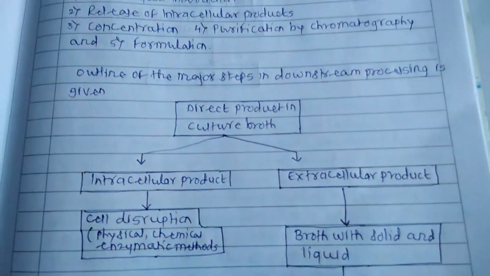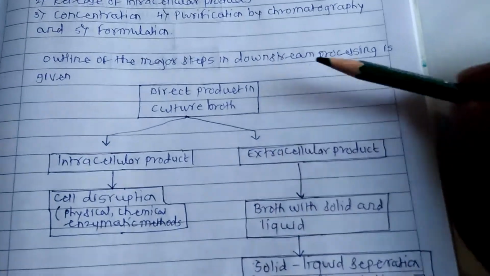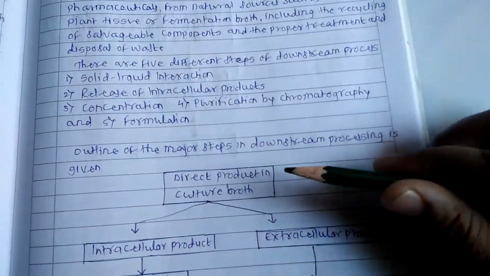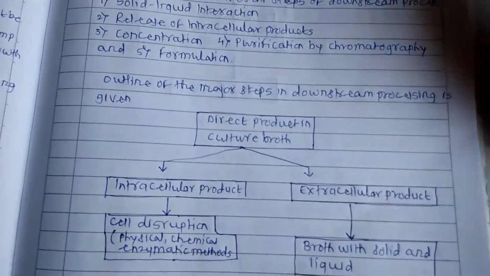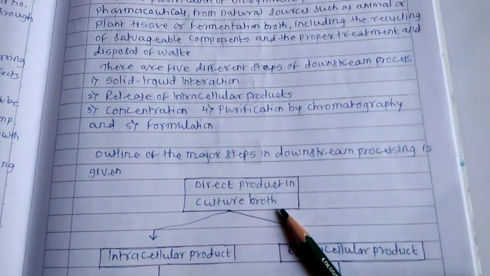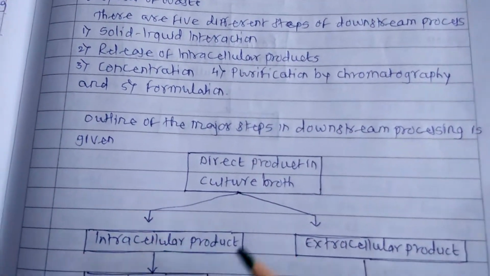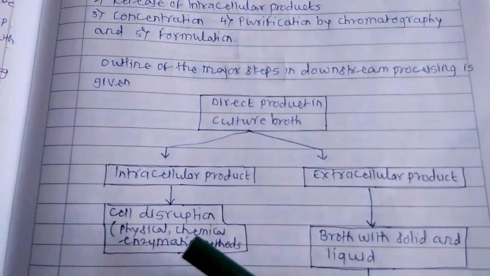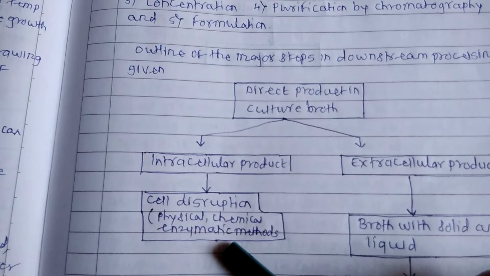Now there is an outline used by the downstream process. The first thing is the direct product in the culture broth. After completion of the process, the product is produced. The product is produced either inside the bacterial cell or in the media. There are extracellular and intracellular products. If the product is intracellular, it means the product is produced inside the bacterial cell.